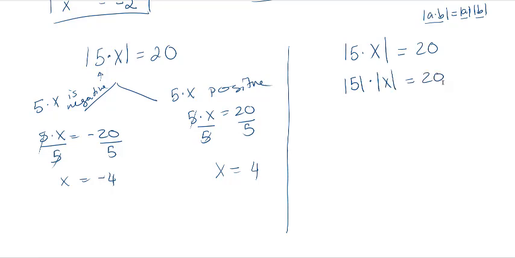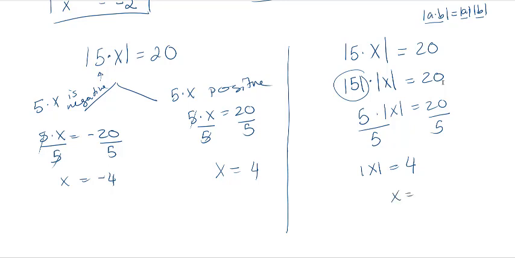This really simplifies our work because the absolute value of 5 is just 5, right? So we have 5 times absolute value of x equals 20. And now we can divide by 5, right, using the division property. So we get the absolute value of x equals 4. And the absolute value of x equals a number, we know how to solve this. That means that x equals either negative 4 or positive 4. So it's a simple solution.